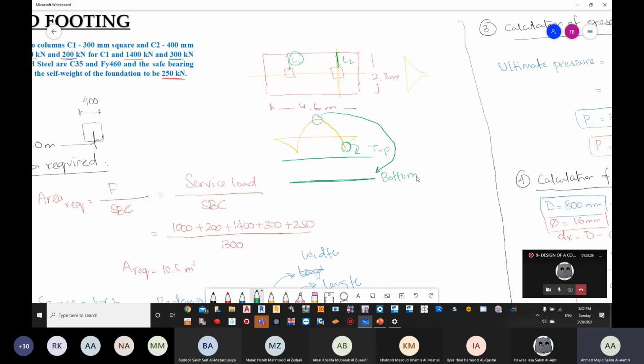This is in one direction. In the other direction, you need to take into account this particular moment, and once again, you need to calculate it at the face of the column. The most important thing for me when it comes to your examination is that you should know how to calculate the bending moment on the longer direction. On the shorter direction, you already took the isolated, so you shouldn't have any problem with it.